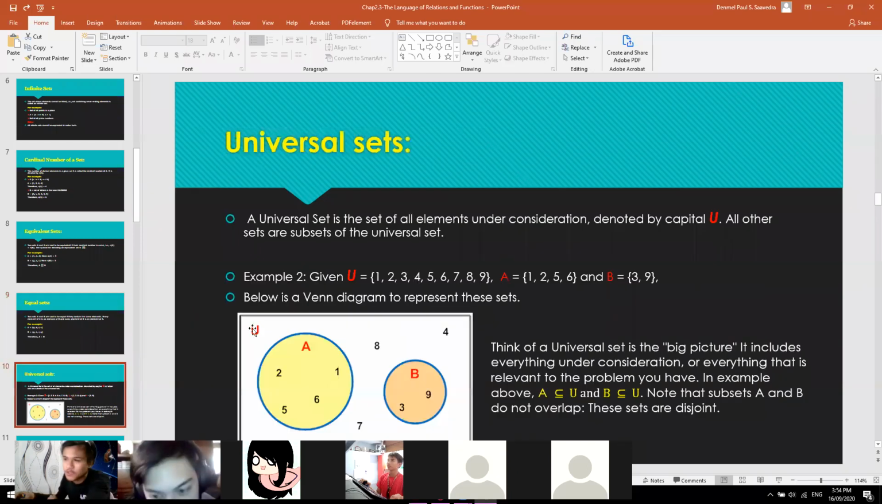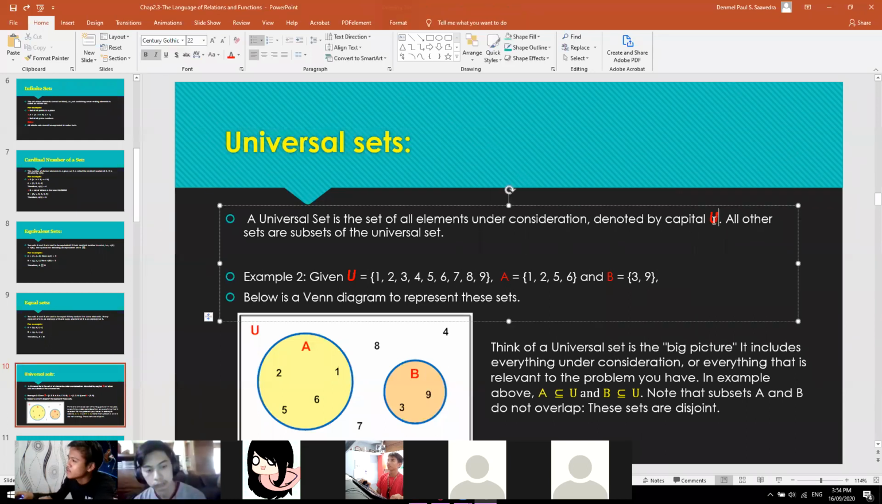Okay, next one is universal sets. Okay, so when we say universal, it is a set of all elements under consideration denoted by capital U. Okay, so etong symbol na to, parang special case to. Pag sinabi natin U set, universal set na to. Okay? So all other sets are subsets of the universal set.